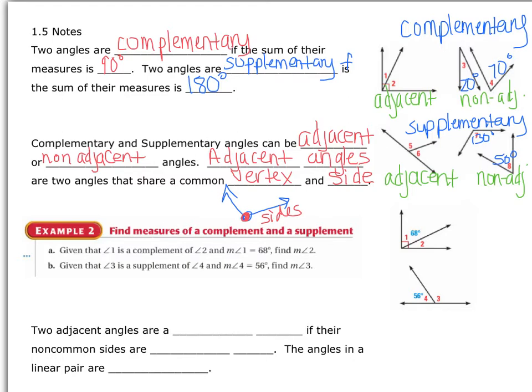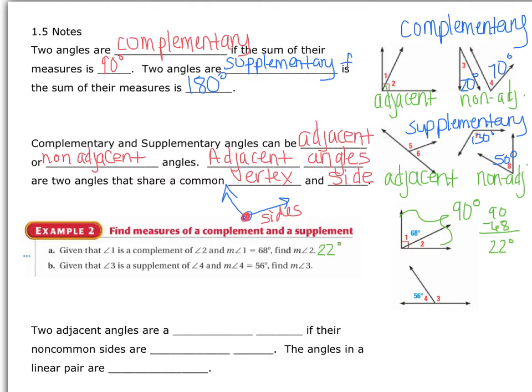When it says it's a complement, complement is just short for complementary. So these two angles together need to add up to 90 degrees. They're asking us, what is the measure of angle 2? All you have to do is take 90 minus 68, and that should give you 22 degrees. So that's going to be the measure of angle 2. All you have to do is subtract out what's given.